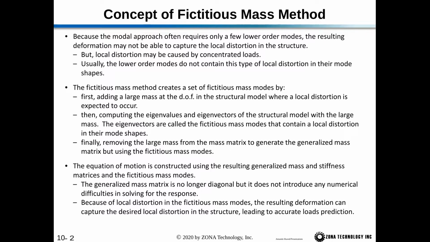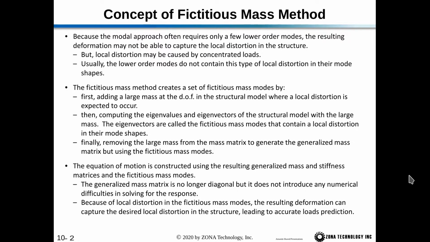So, the fictitious mass method creates a set of fictitious mass modes by first adding a large mass at the degree of freedom in the structural model where a local distortion is expected to occur, and then we compute the eigenvalues and eigenvectors of the structural model with the large mass. These eigenvectors are called the fictitious mass modes that contain the local distortion in their mode shapes. And then finally, we remove the large mass from the mass matrix to generate the generalized mass matrix, but we retain the fictitious mass modes.